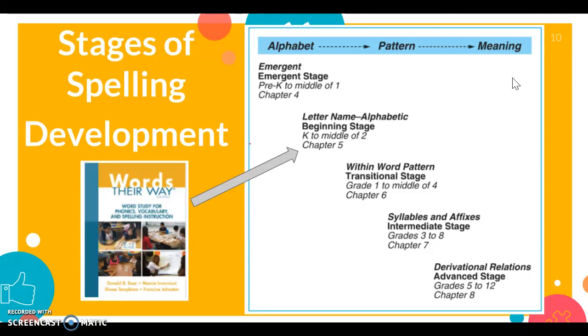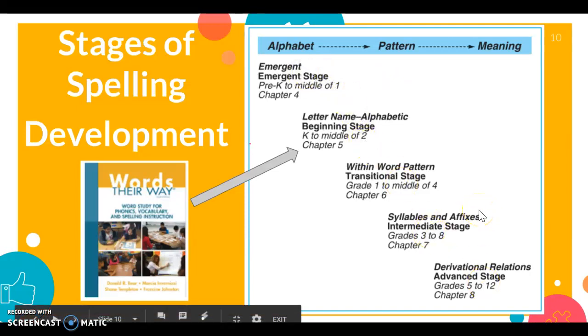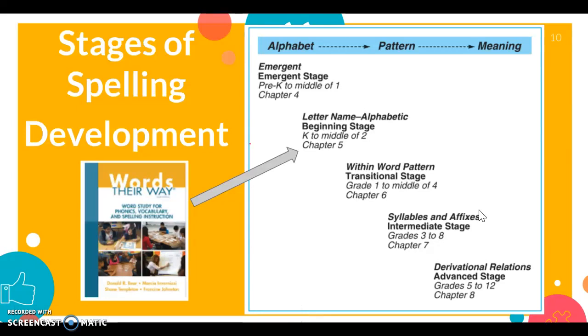Within those three layers of orthography, there are 5 spelling stages, as you see in this image. These are the spelling stages that you'll teach from within the Words Their Way program. After taking the initial benchmark called the Qualitative Spelling Inventory, you will place your students in one of these 5 stages: the Emergent Stage, letter name alphabetic, within word pattern, syllables and affixes, or derivational relations.